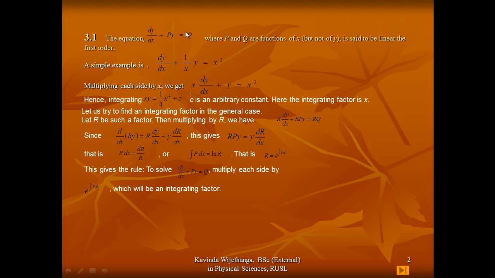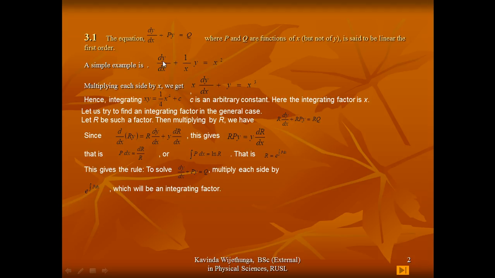If you consider an equation of the form dy/dx + py = q, where p and q are functions of x, but not functions of y, then we call that equation a linear differential equation of the first order. As an example, consider dy/dx + (1/x)y = x^2.